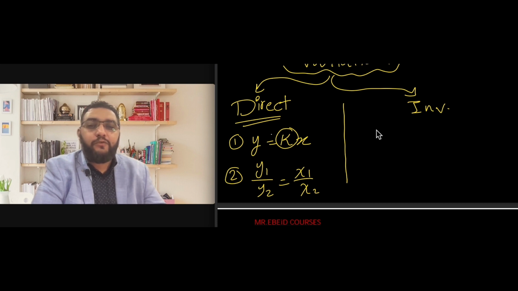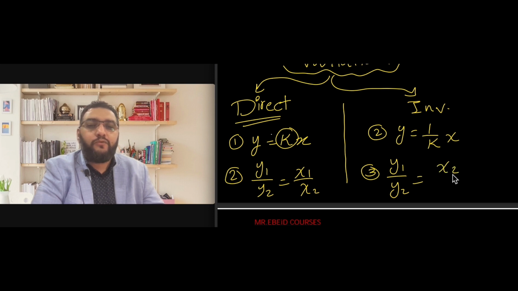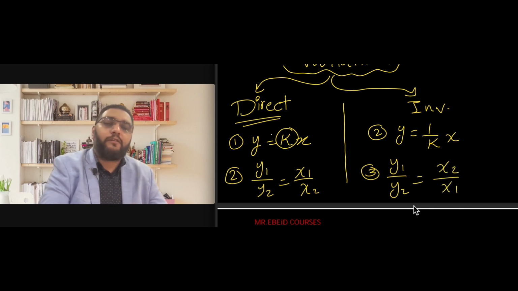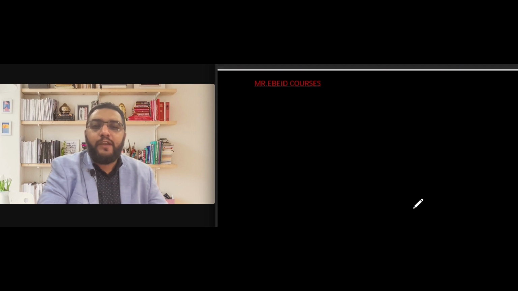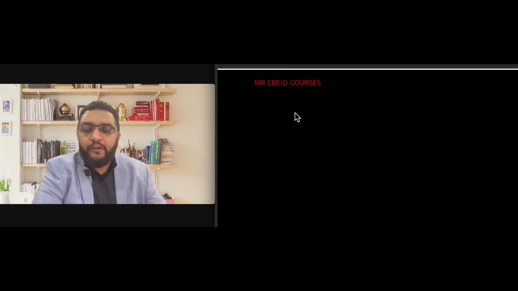For the inverse variation, we have y equals k over x. This is the equation of the inverse variation, and the previous one is the equation of the direct variation. And also we have a rule, y1 over y2 equals x2 over x1. This is in variation.